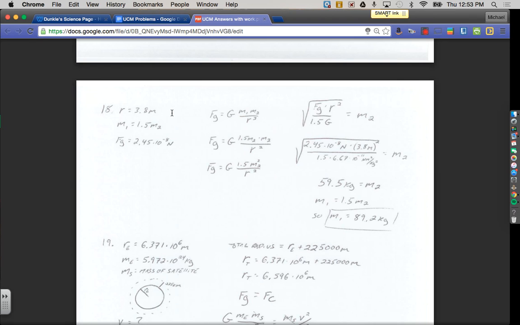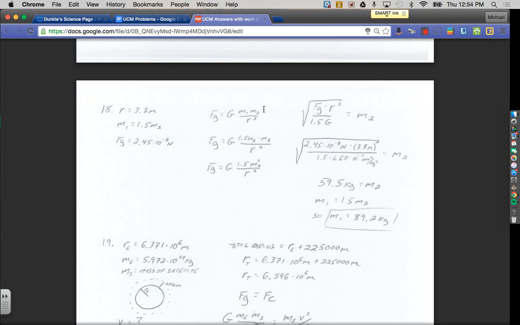We're going to find the mass of both you and your friend if your friend's mass, which is M1, is 1.5 times your mass, which is M2. So we're going to say M1 is your friend, M2 is you, and your friend is 1.5 times your mass. And we're given that the force of gravity between the two of you is 2.45 times 10 to the negative 8th newtons, which is a very, very small number.